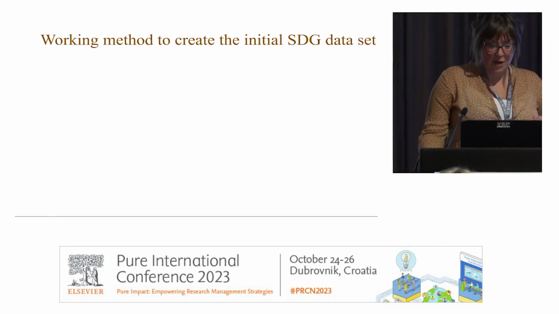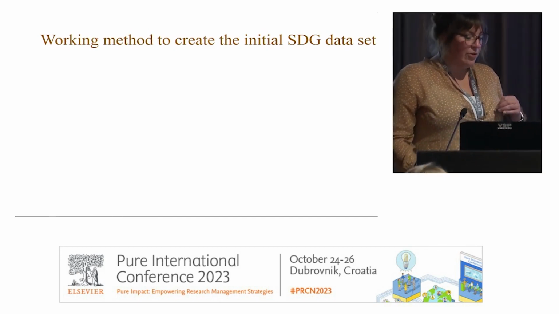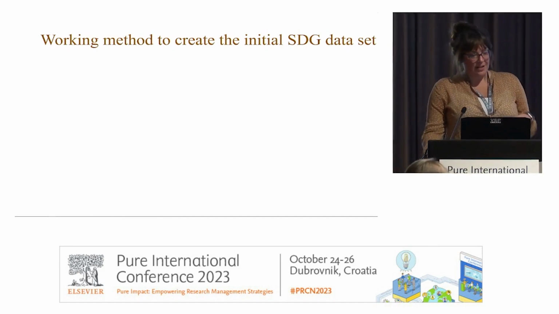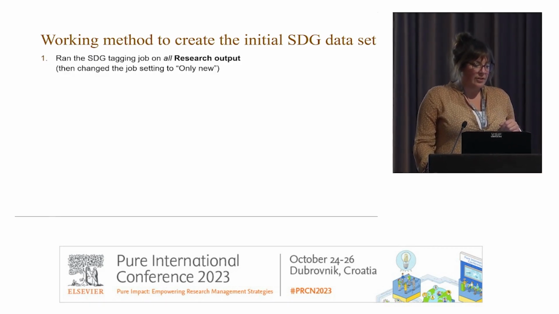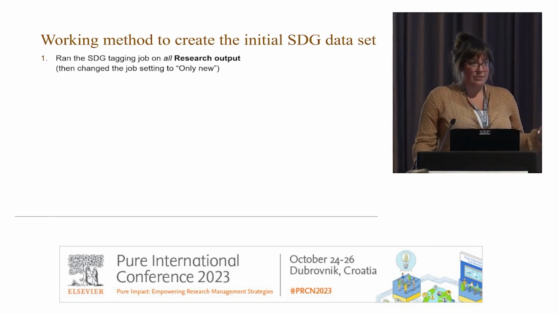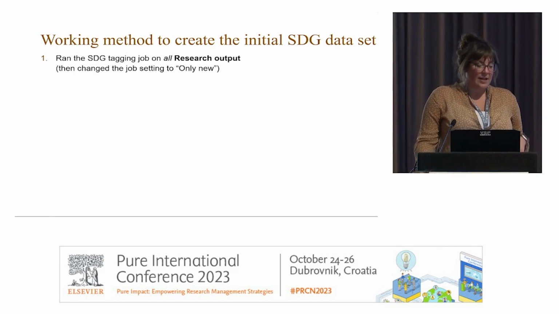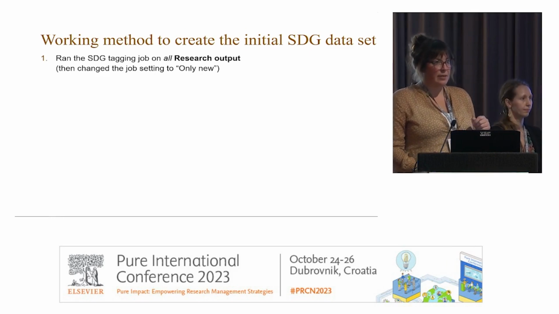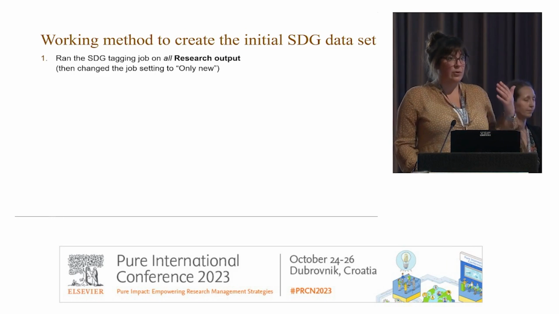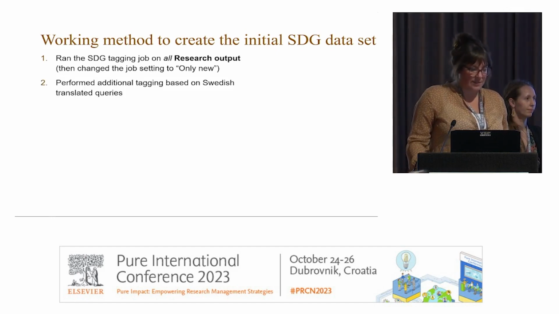So I will go through how we did that. The working method for creating an initial SDG data set: we first of all ran the SDG tagging on all research outputs, and then we changed it to only new. So from now on, it's only the new ones coming into the database, in order to avoid that already validated research output gets new SDGs when the search string changes.